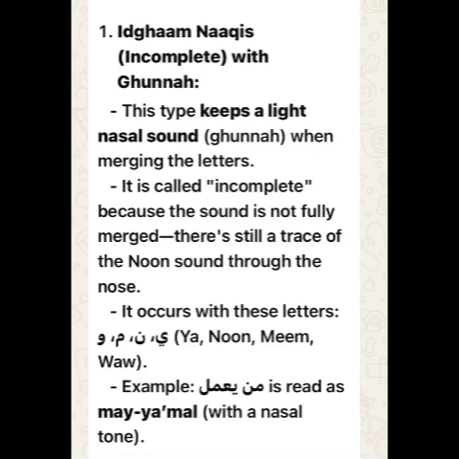It occurs with the following letters. We said idgham is divided into two, and don't forget, idgham has 6 alphabets on its own, which are ya, ra, mim, lam, waw, and nun, yarmalun. But naqis, the incomplete one out of the two divisions idgham has, is being called incomplete because when we are merging the nun with the following alphabet, we won't merge it completely.